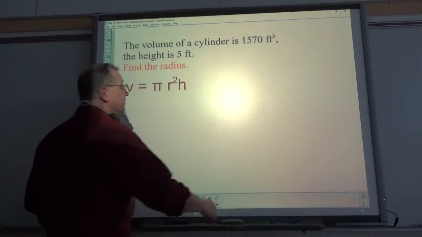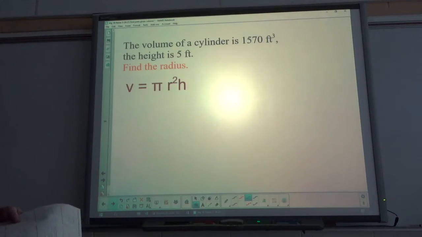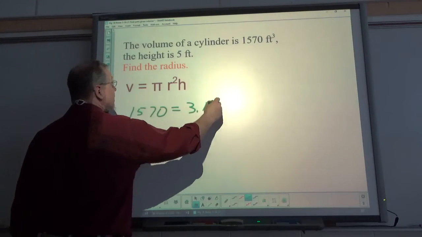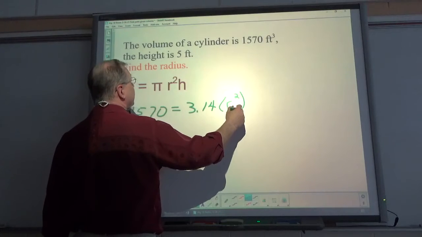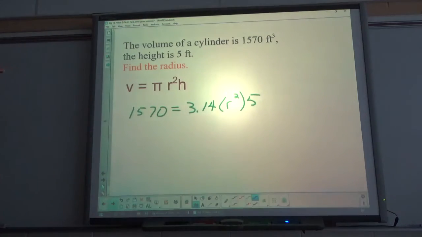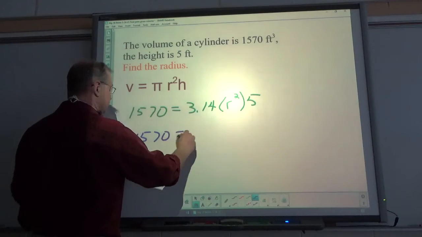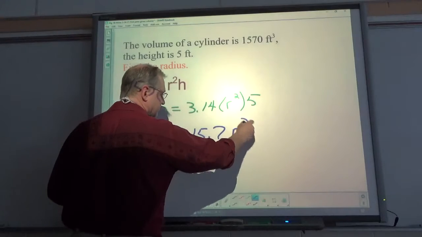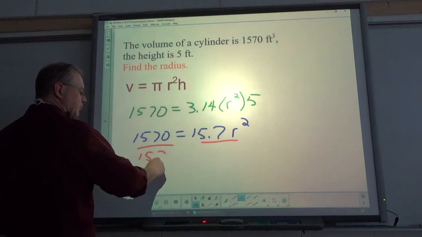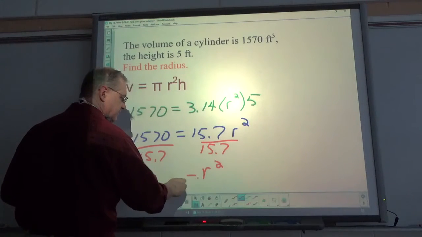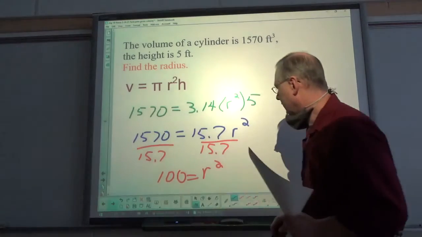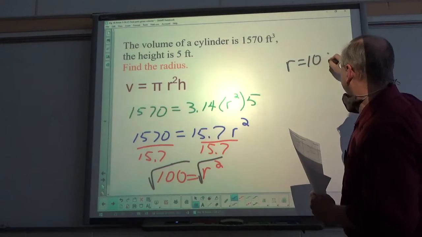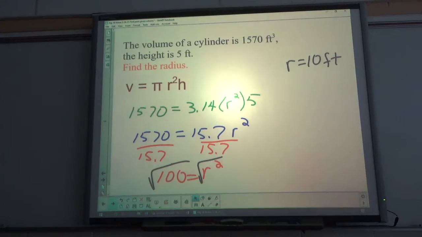Volume of a cylinder, 1,570 feet cubed. The height is 5, and we're going to fill this in. 1,570 equals 3.14 times r squared times h. And we're solving for r. 1,570 equals, let's see, 5 times 3.14 is 15.7 r squared. You're going to need to divide by 15.7. So r squared is going to equal 100. And now I'm going to square root both sides to get r. R is going to equal 10 feet because the square root of 100 is 10.